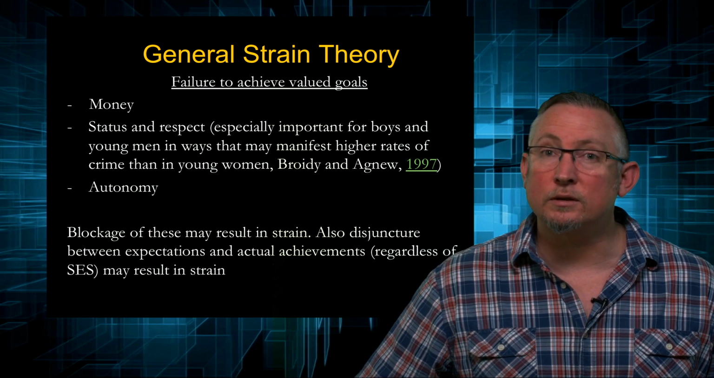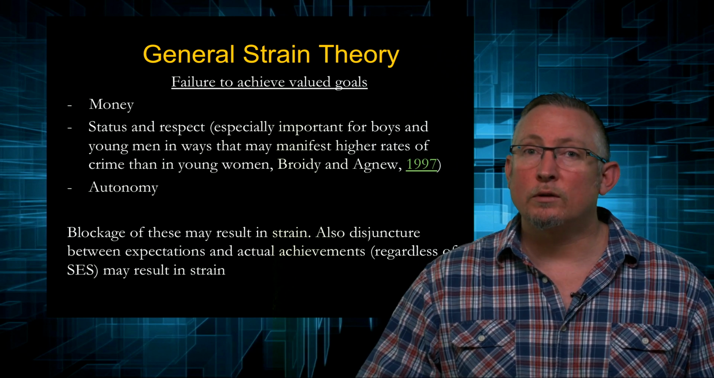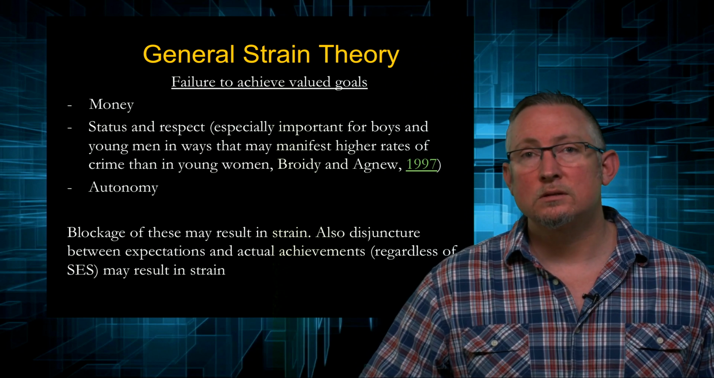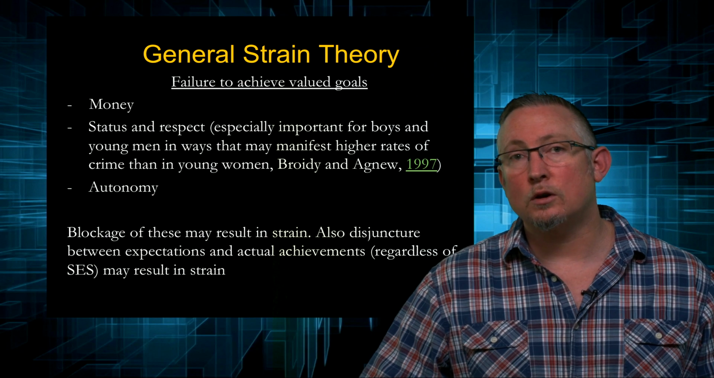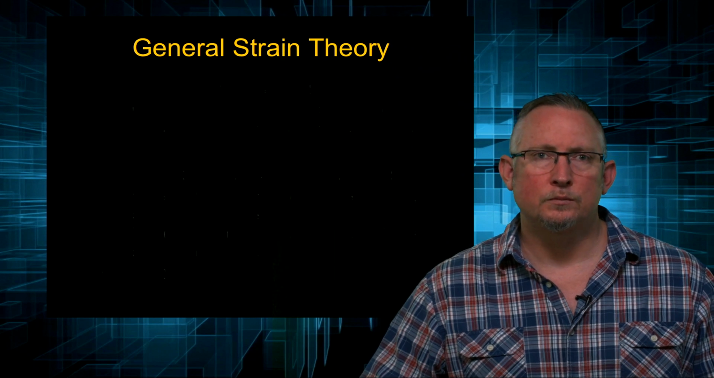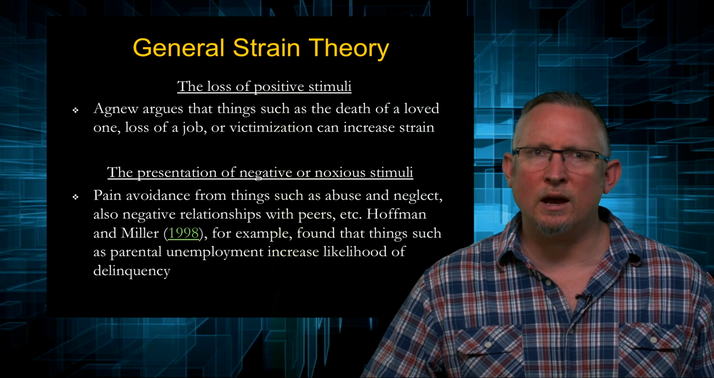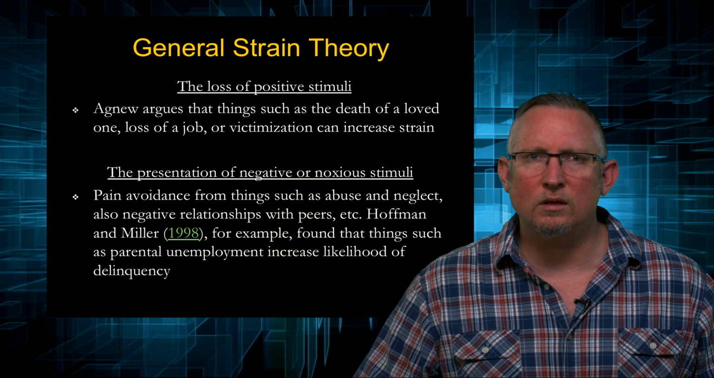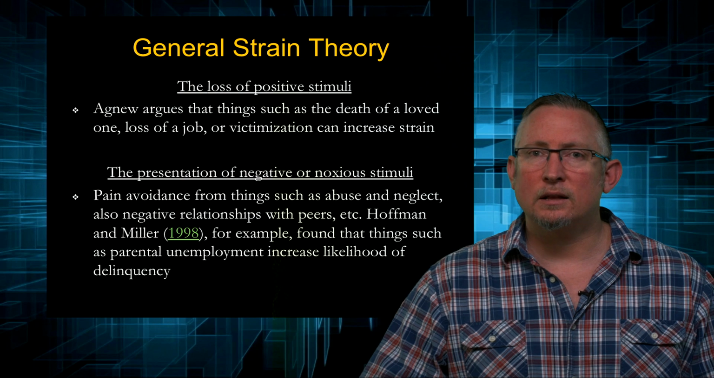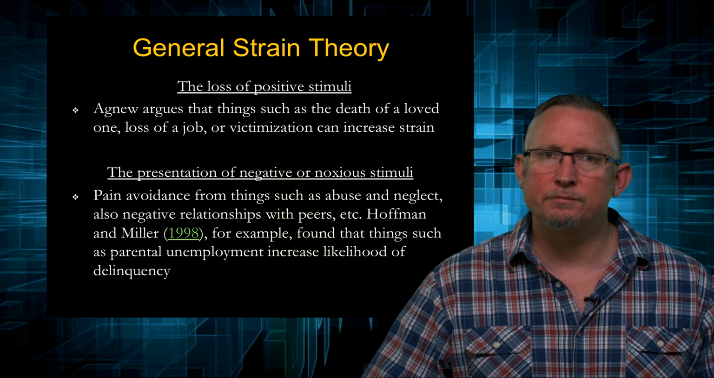Blockage of these may result in strain, argues Agnew. Also, a disjuncture between expectations and actual achievements, one of which I mentioned, for example, giving a lower middle class, maybe younger son coming from an upper middle class or upper class family. Loss of positive stimuli is another generator of strain. Agnew argues things such as the death of a loved one, loss of a job, or victimization can increase strain, thus likely to increase the gap between goals and legitimate means.